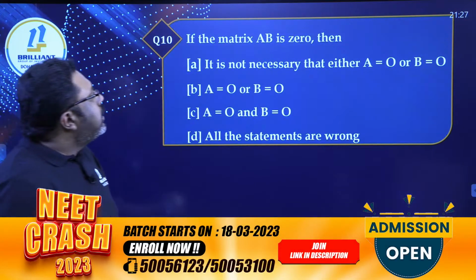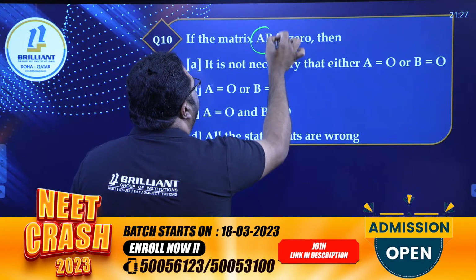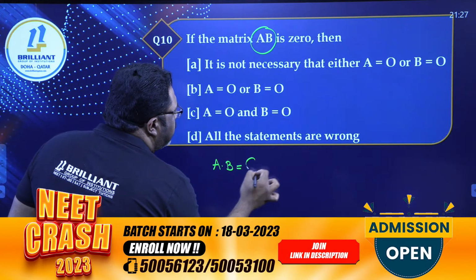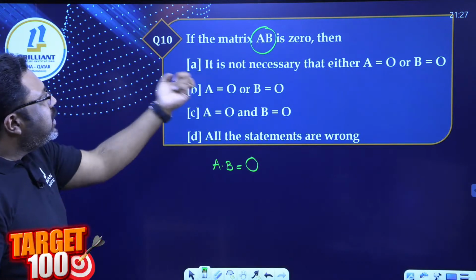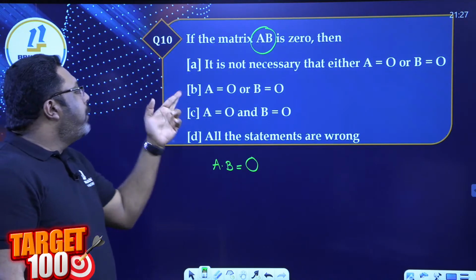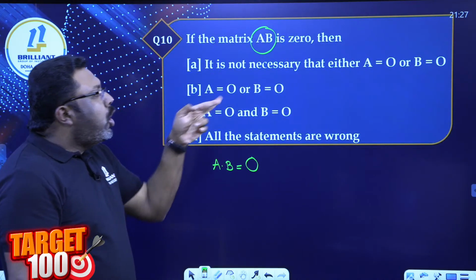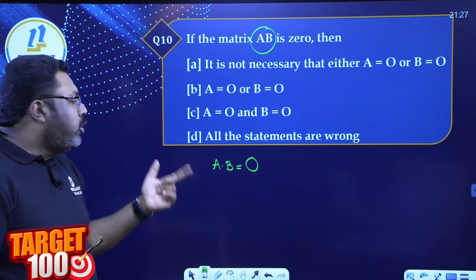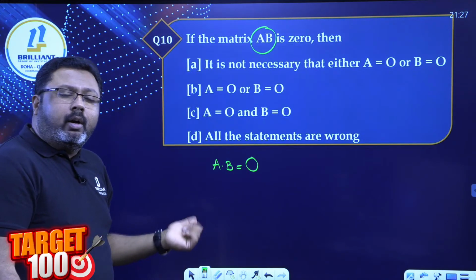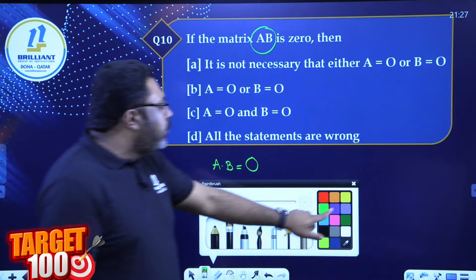Question number 10 says, if the product of A and B, you multiply a matrix A with matrix B, the answer is a 0 matrix, then which of the following is correct? Most of you will go for option B, which says A is 0 or B is 0. If I multiply two matrices and get the answer as 0, isn't it necessary that one of them should be 0? No, it is not necessary.